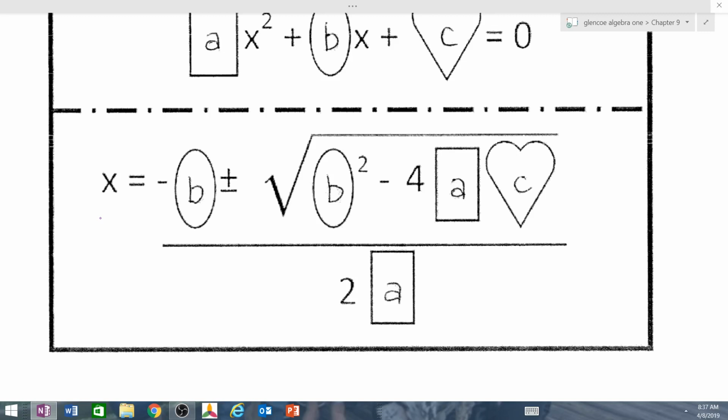X equals negative b plus or minus the square root of b squared minus 4ac divided by 2a. Hey. Okay, you do it without me. 1, 2, 3. X equals negative b plus or minus the square root of b squared minus 4ac divided by 2a. Woohoo! Great job, guys. Awesome.